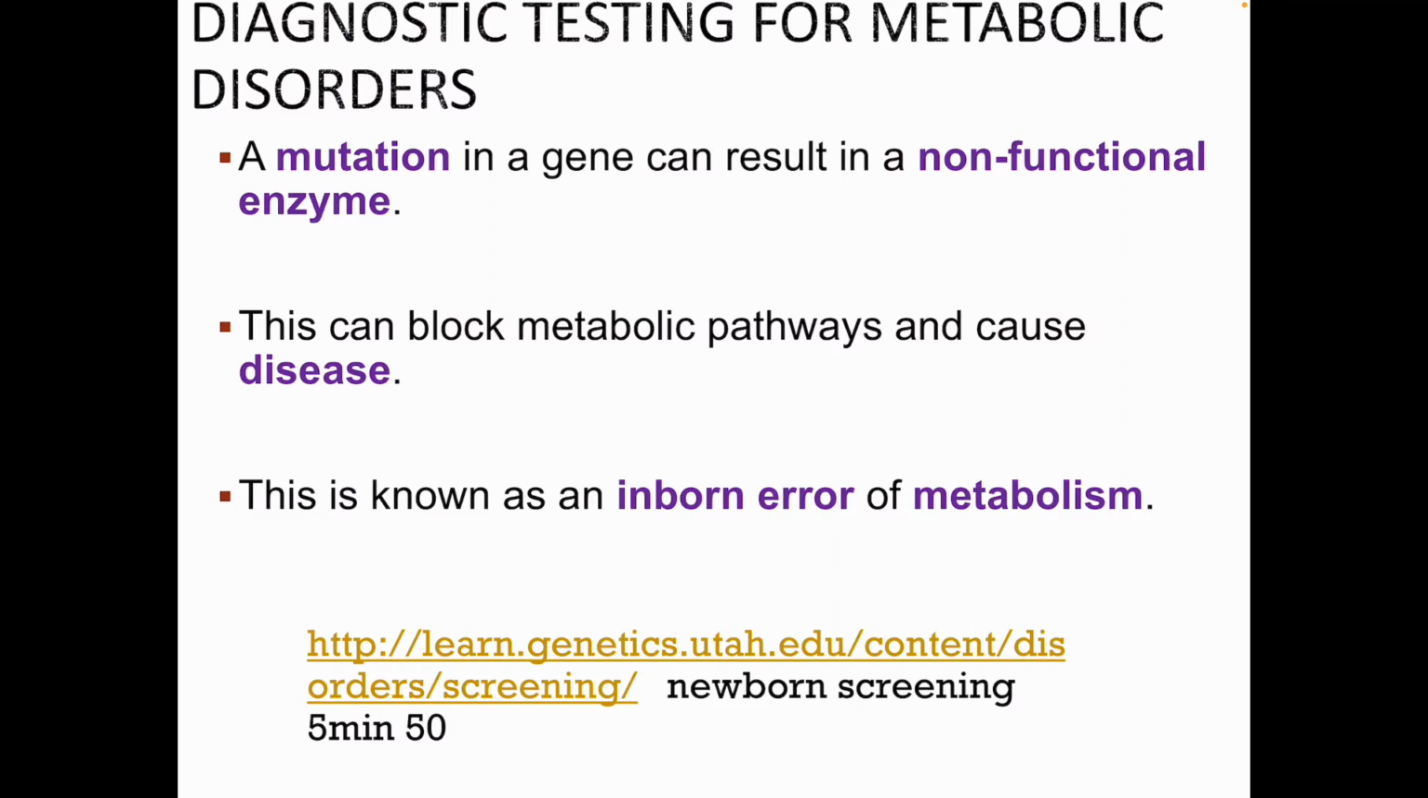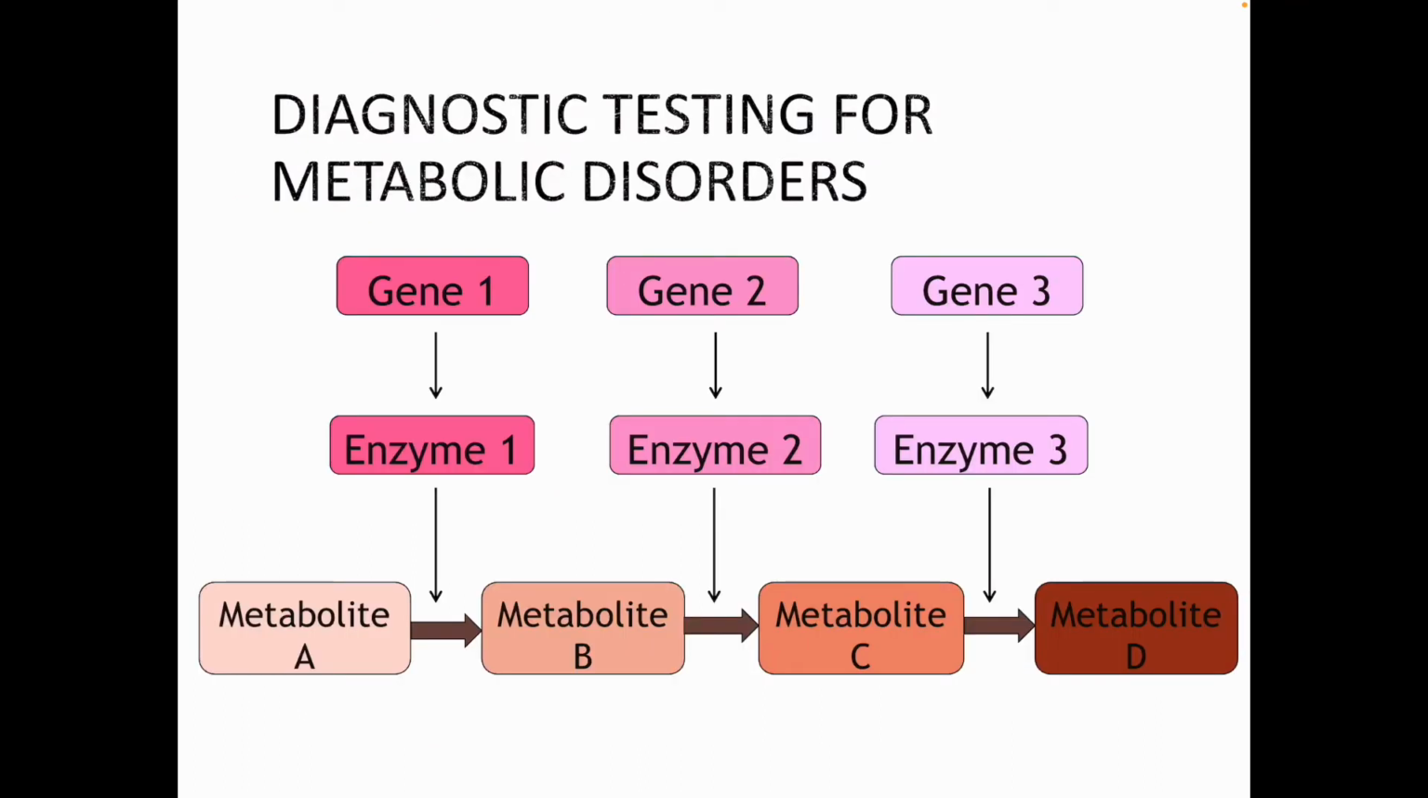A mutation in a gene can result in a non-functional enzyme. This can block metabolic pathways and cause disease, and we refer to this as an inborn error of metabolism. If you think back to when we covered metabolic pathways, you will know that metabolic pathways are a series of enzyme-controlled reactions where the substrate is broken down to become a product by an enzyme. That product then becomes the substrate for the next enzyme, and so on and so on.